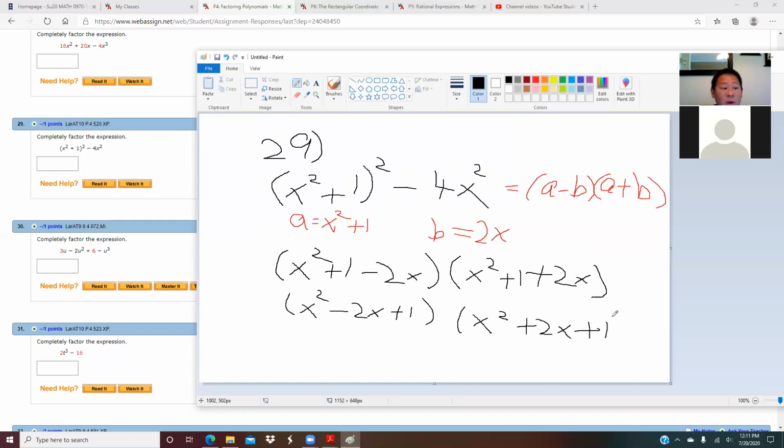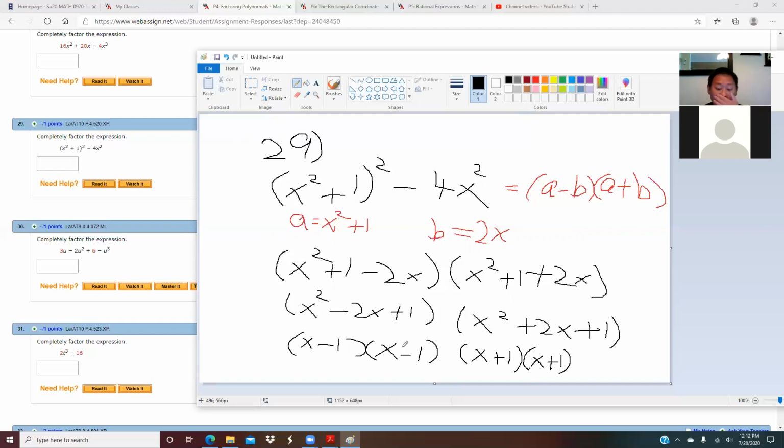Now, because this question wants you to factor completely, this can be factored because they are trinomials. So this can be factored again. Plus 1 is a perfect square of 1, so we can factor this as x minus 1 and x minus 1. Same thing happens to the back part. You can factor again: x plus 1 and x plus 1, because this is an easy factor here.